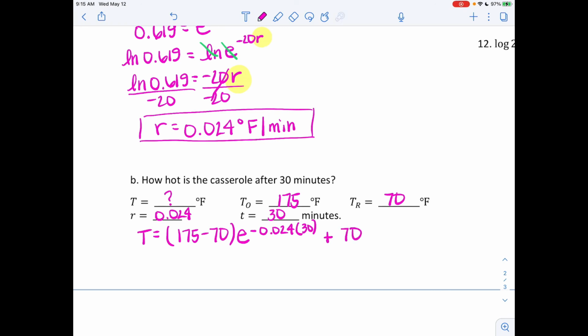Now, you can put this entire thing into your calculator as long as you are very careful to put parentheses where they go. Make sure you have a negative sign here. This is all in an exponent, and then be sure you come back down out of the exponent and put 70. Or you can do it in a few steps. It really doesn't matter. But once you put this in your calculator, and I do encourage you to double check this, you should get 121 degrees Fahrenheit. And I have rounded to the nearest degree.